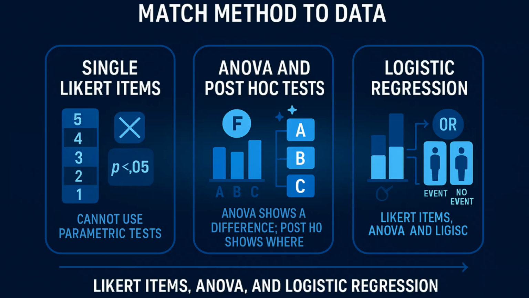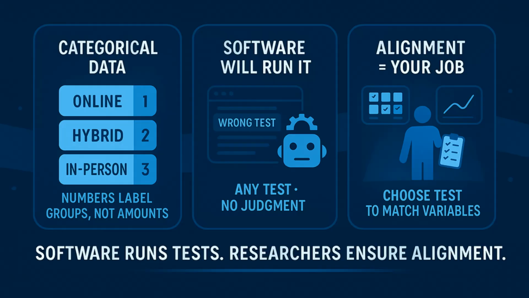Logistic regression models odds, not means. Coding categories with numbers does not change the nature of the variable. Statistical software will run any test you request, but it will not determine whether the test is appropriate. Alignment is the responsibility of the researcher.